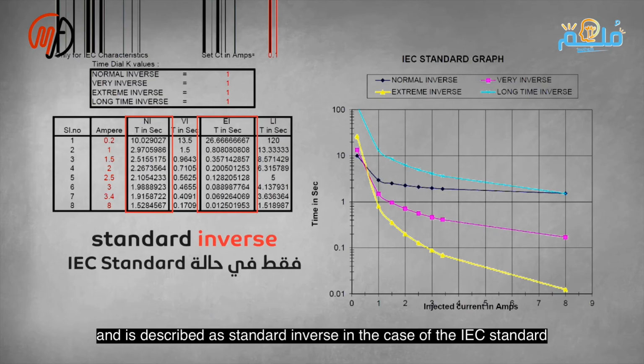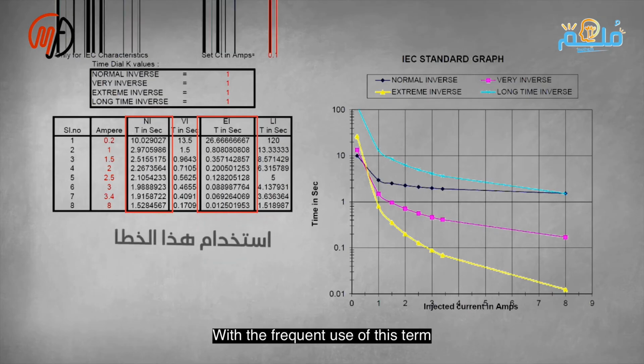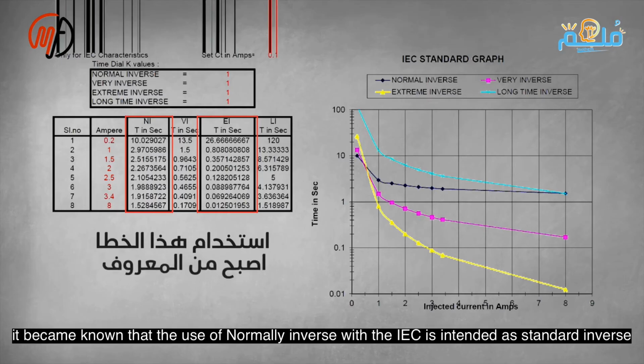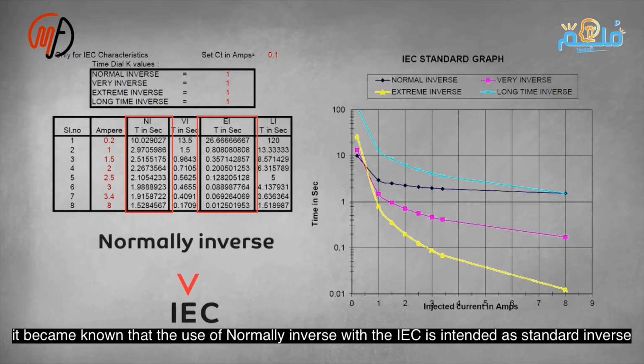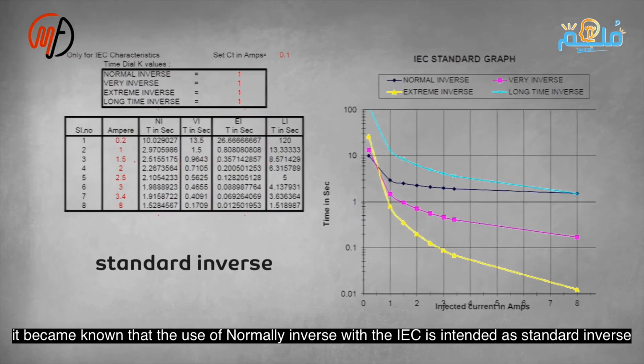Extremely inverse trips slower than normal inverse at double setting. Normal inverse trips in 10 seconds, extremely inverse in 26. At 10 times setting, normal trips in 2.9 seconds, extremely in 0.8.